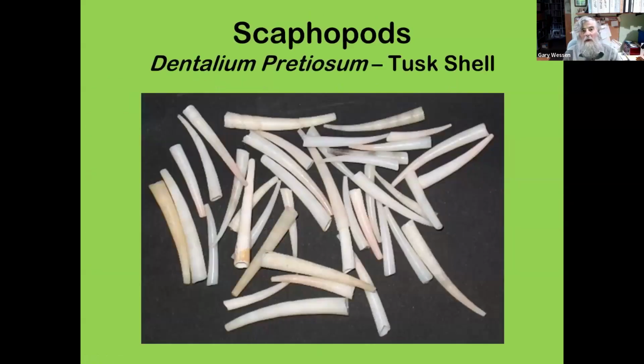Okay, scaphopods, dentalium. Dentalium kind of looks like a univalve, but it really isn't. It's a separate critter, and these are subtidal also. They don't occur in the intertidal zone. Places where they do occur naturally can be in 30 to 40 fathoms of water.